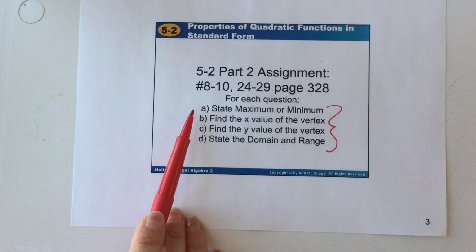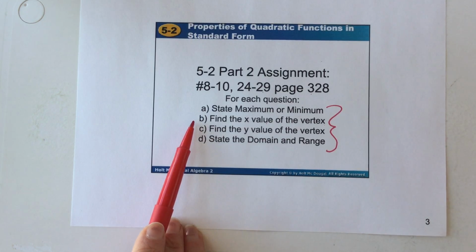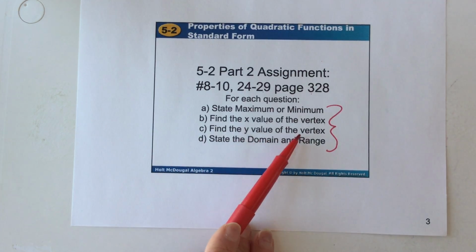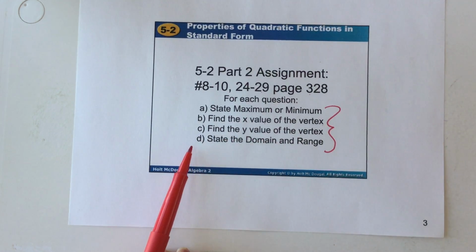For each one, A, does this parabola have a maximum or a minimum? B, use x equals the opposite of B over 2 times A to find the x value. C, use that x value to plug it in and find the y value of the vertex so that way you have the full ordered pair. D, domain and range, and that is it for the day.